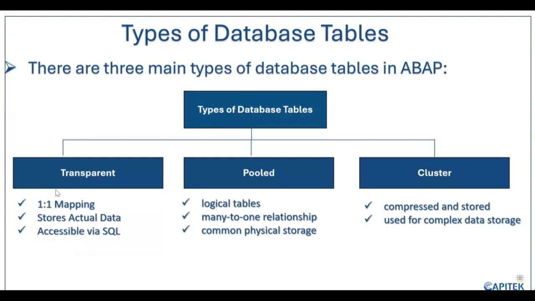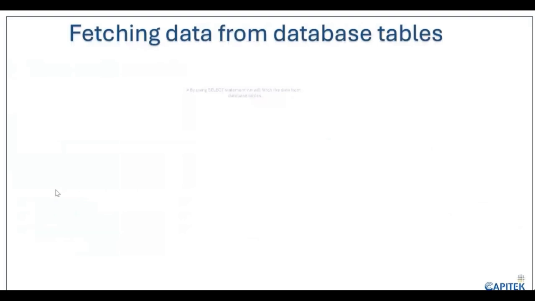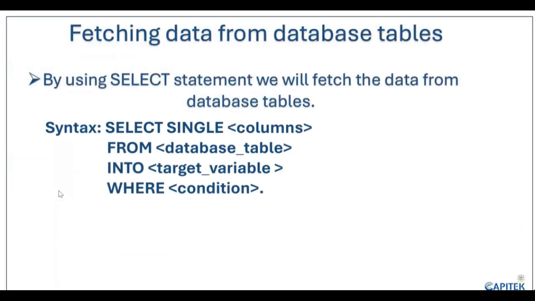When we have to fetch data from the database tables, we use the select query. We fetch the data from the database table using the select query. We say select the column names from database table into target table where condition. When you say select single, it is a single record from the database table into the target table, with a where condition. So this is fetching the data from the database table for a single record.